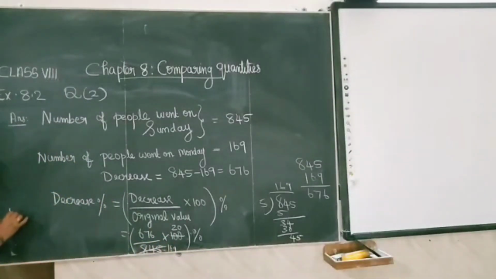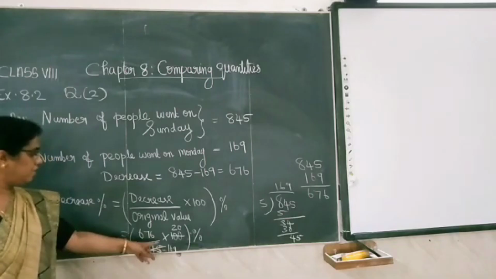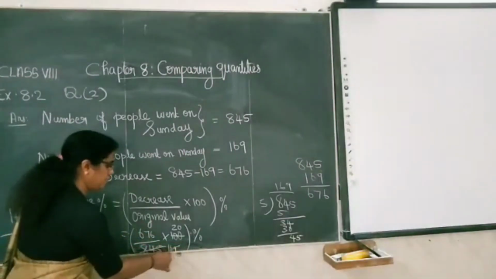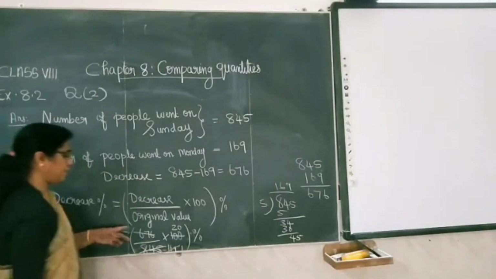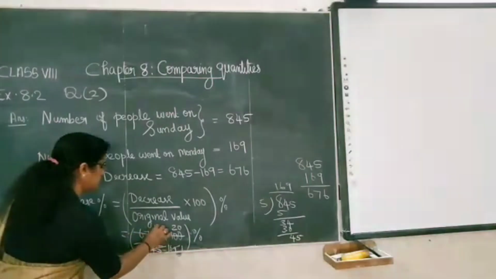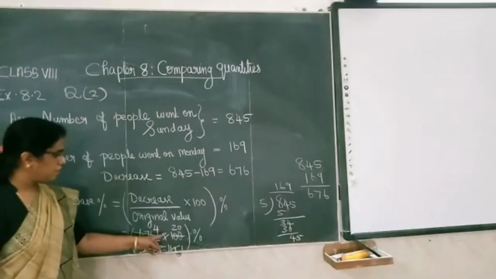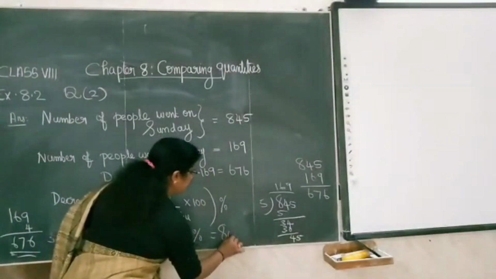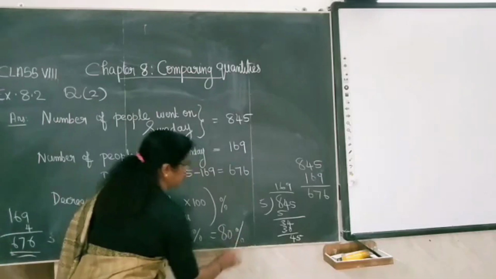That is 169 when you multiply with the 4. 4 9s are 36. Then 7 become 676. So 169 4 times. So here 169 when divided by 169, answer is 1, and 676 when divided with 169, answer will be 4. Answer is 4. So here it comes 4 multiplied by 20. So answer is 80%.